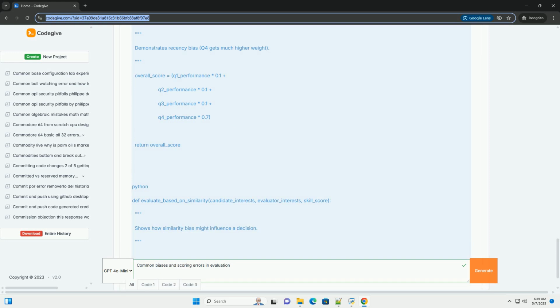Mitigation. Use a forced distribution. Require evaluators to distribute ratings according to a predefined curve. Example, a certain percentage must be rated above average, average, and below average. This forces differentiation. However, be cautious, as this can be unfair if the performance of the group as a whole is unusually high or low.